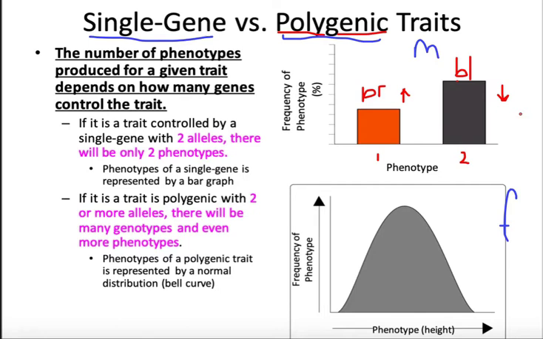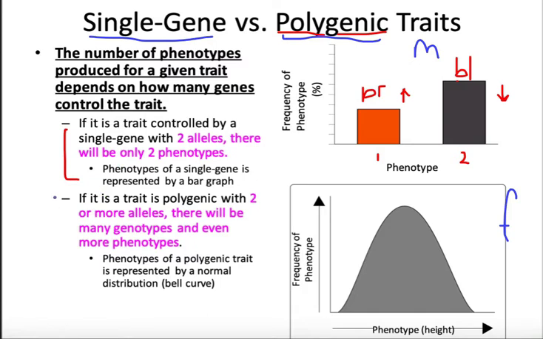There's only two versions of this trait. So that is a great example. The mice, right? Black fur color, brown fur color. That's a single gene trait. So one of the phenotypes can be favored while the other is disfavored. And so you see an increase in one and a decrease in the other.